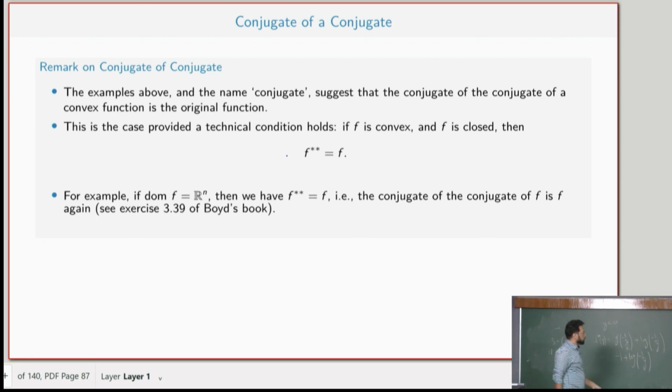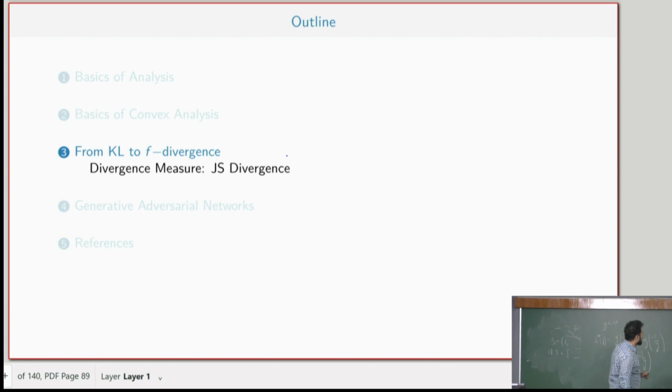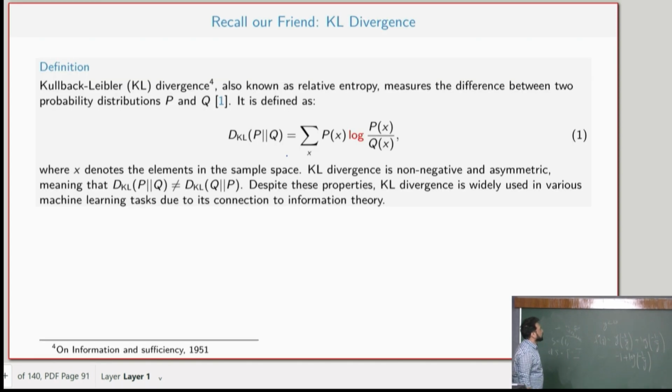Okay, so if you want to know more pointers about this, you can go and look at Boyd's book. But as I said, we don't need anything more than the slides. Okay, so now let us get back to the business of generative modeling. We have prepared a little bit that will be needed immediately. So remember KL divergence. Kullback-Leibler divergence was proposed in 1951 from the view of information theory, but we are now using it in generative modeling as well.